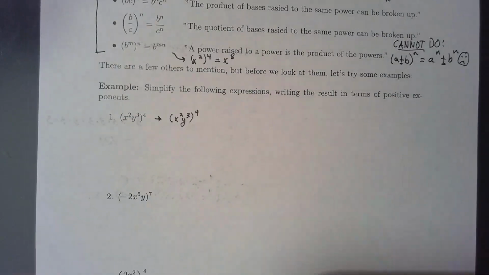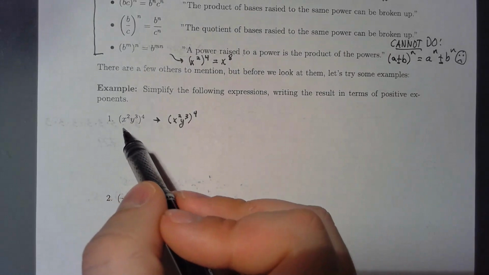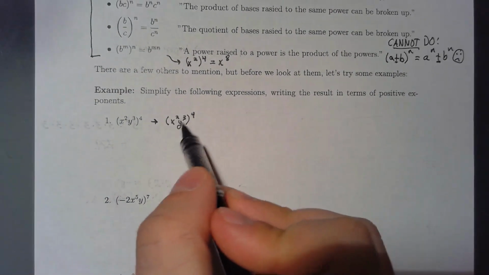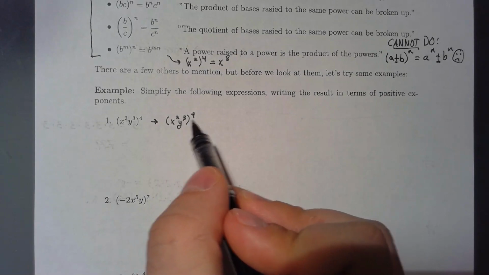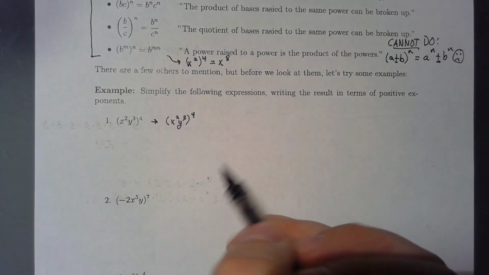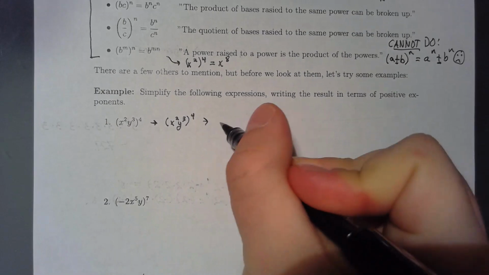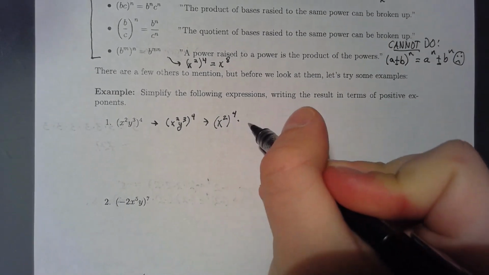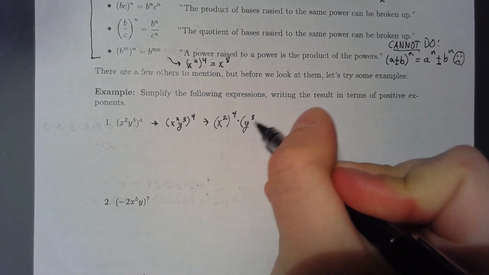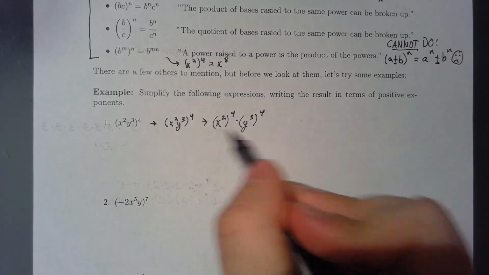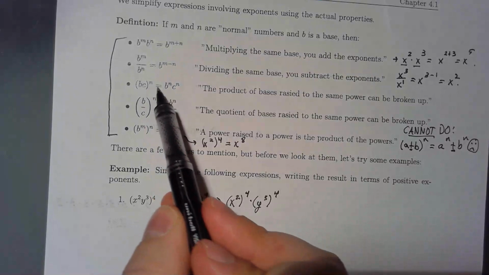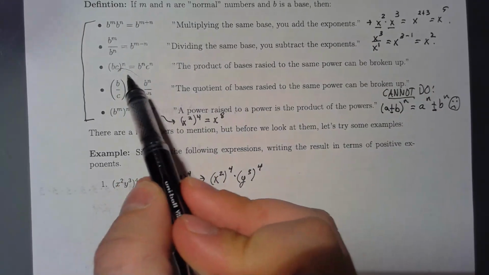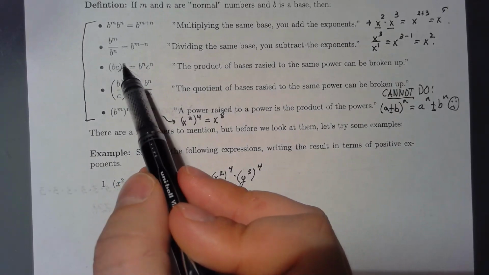Okay? So what I'm going to do in this first one is, since this is a product in here, I'm going to break up the fourth power to the x squared and the y cubed. So when I do that, I'm going to have x squared to the fourth power times y cubed to the fourth power. And I could do that because that's this property right here. This is a product in here. B and C are being multiplied.